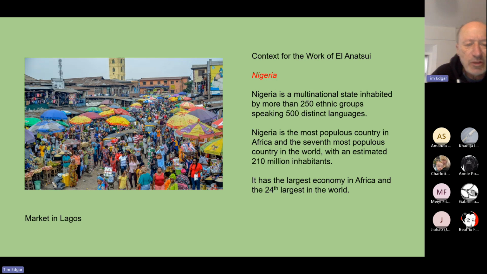So yeah, Nigeria, multinational state. We're 250 ethnic groups speaking 500 distinct languages. Most populous country in Africa, 7th most populous in the world, 210 million inhabitants. And has the largest economy in Africa, 24th largest in the world. So this is where Natsui lives and works. So surrounded by lots of issues, lots of considerations, lots of different people, lots of ethnicities.